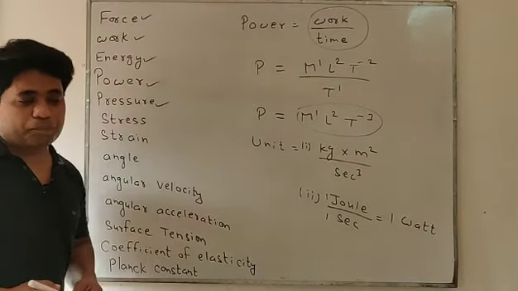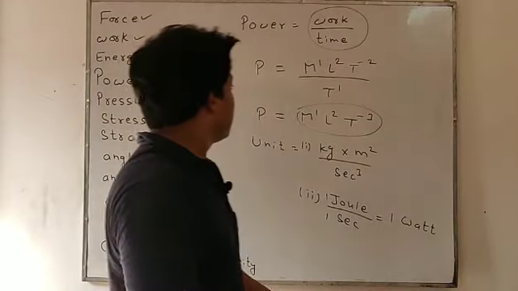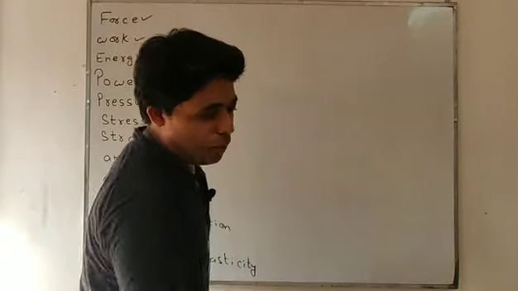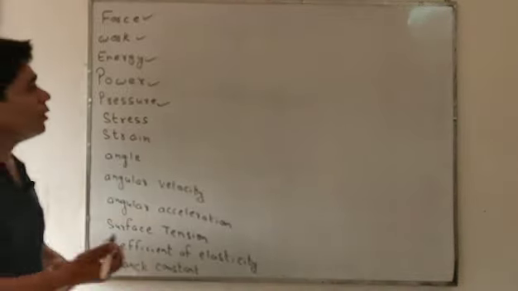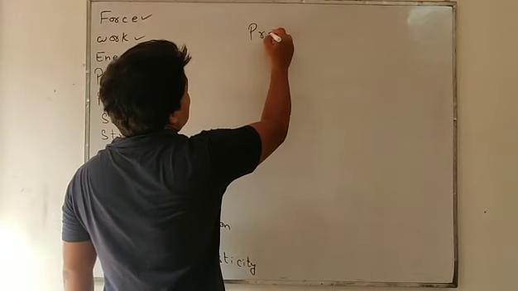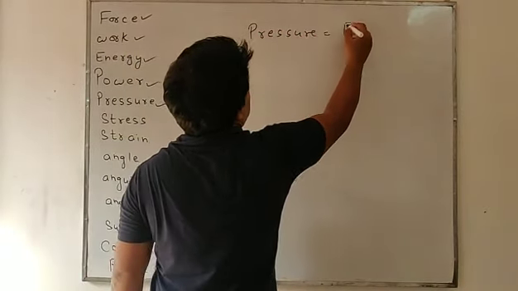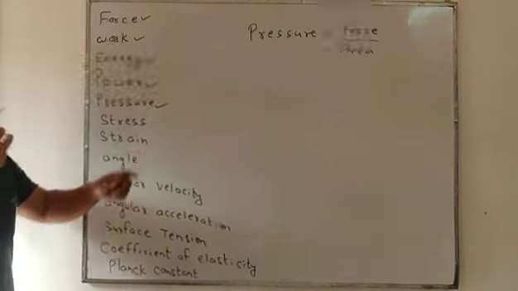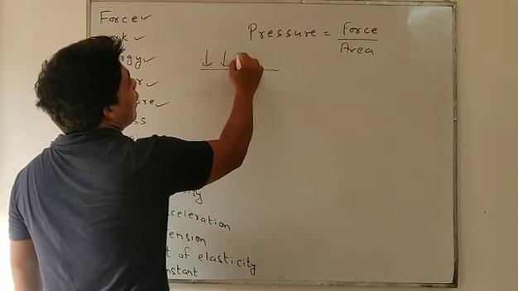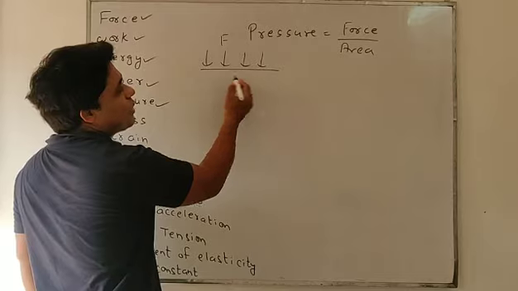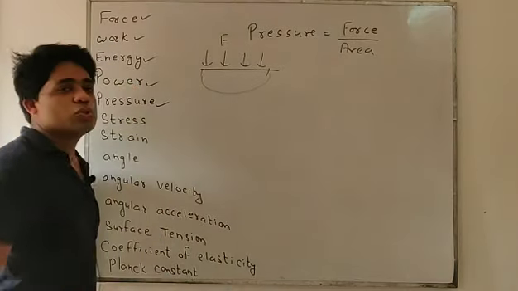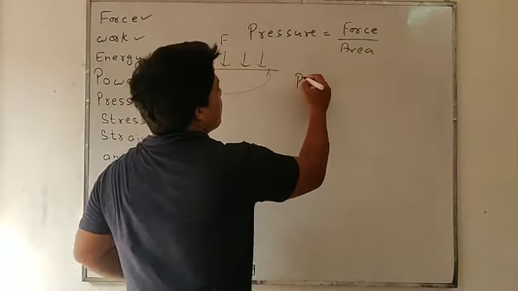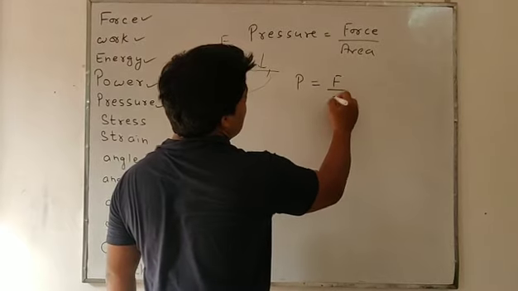Next is pressure. So what should be pressure? Actually, force exerted per unit area perpendicular to the surface is said to be pressure. Here we just need the formula. Pressure has the formula force by area. Suppose you have a surface and air is exerting force on it per unit area. So force exerted per unit area is said to be pressure.